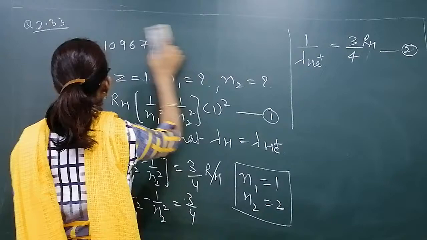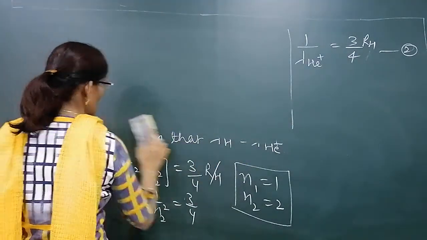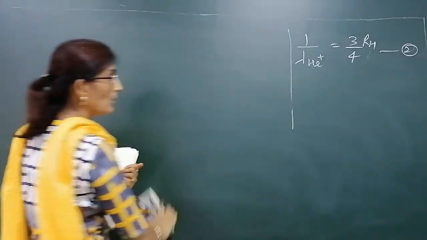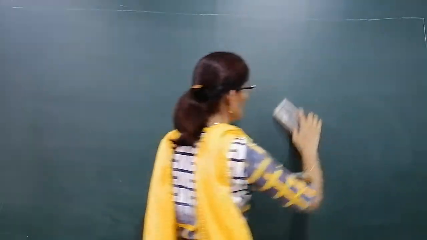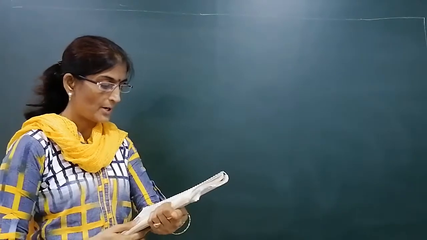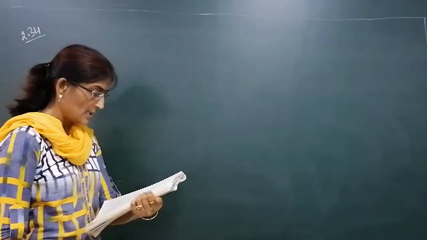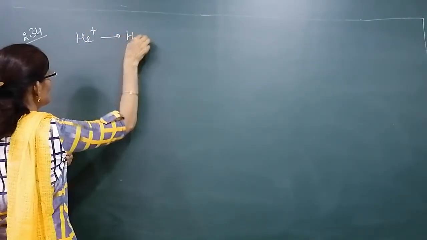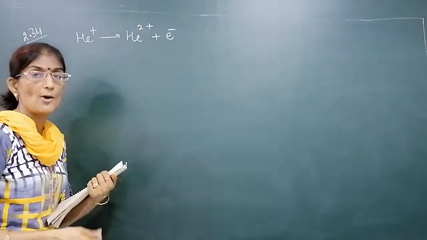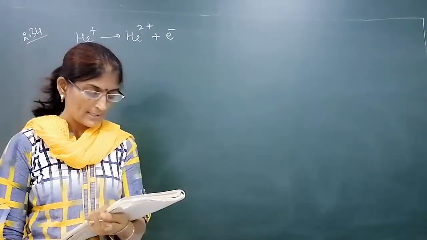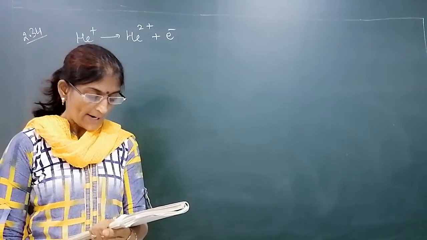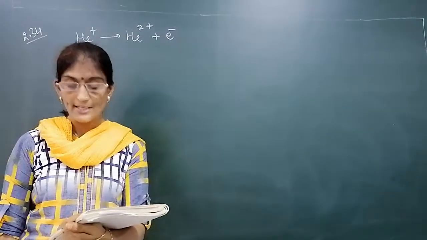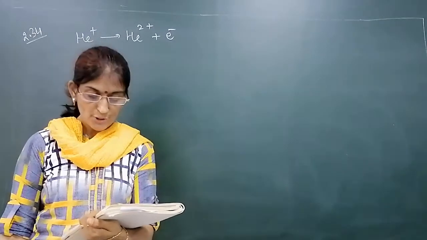Now next question is question number 2.34. Calculate the energy required for the process He plus gives He2 plus plus electron. For this process, how much energy is required, that we have to determine. It is given that ionization energy for hydrogen atom in ground state is 2.18 times 10 to the power minus 18 joule per atom.